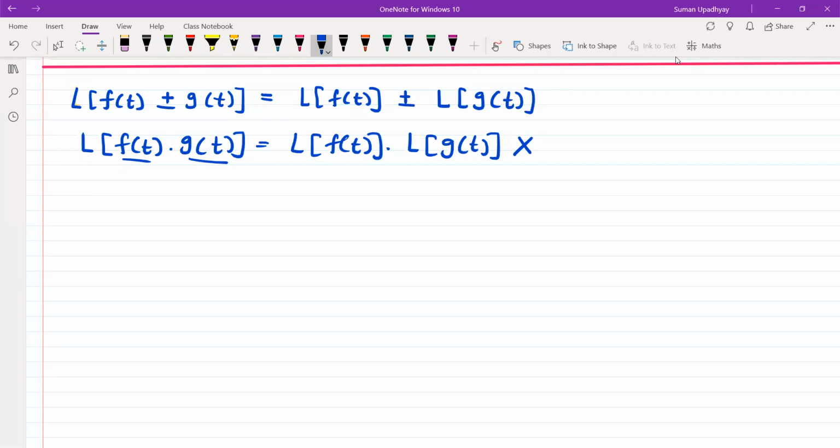So the Laplace transformation of f of t plus or minus g of t is Laplace of f of t plus or minus Laplace of g of t. This property is known as the property of linearity. But the Laplace transformation of f of t into g of t is not the Laplace of f of t into the Laplace of g of t. So to calculate the Laplace of such types of functions, we need the convolution theorem.